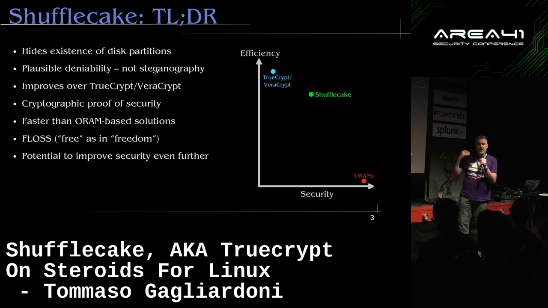First of all, it has stronger foundations, including a formal cryptographic proof of security. It improves operational security over TrueCrypt. It is faster than ORAM-based solutions, which are another approach to obtaining hidden file systems on your laptop. It's free software, free as in freedom, released under GPL v2 or superior. And as we will see, it has the potential to improve security even further. So the idea is that it's an attractive middle ground between the efficiency but low security of TrueCrypt and the high security but bad performance of ORAM-based solutions.